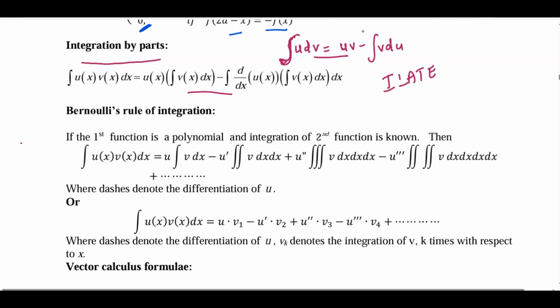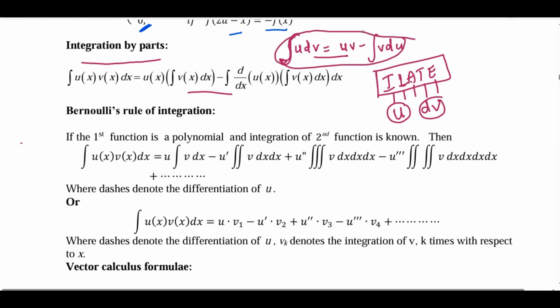We have to select the functions u and v by using this category for selecting the functions. I is inverse, L is logarithmic functions, A is algebraic functions, T is trigonometric functions, E is exponential functions. By selecting, the first one that comes will be u, and the second one will be dv. The first function which we get is called u, and the second function will be dv, and we apply this in the formula to substitute and get the answer.